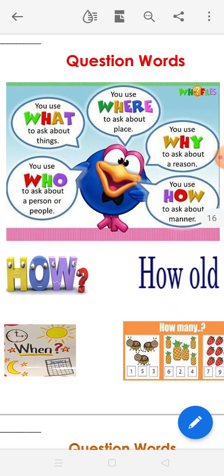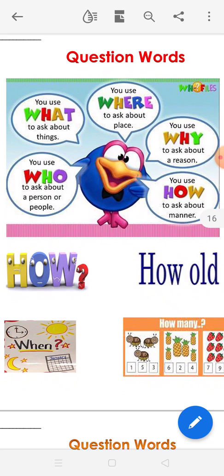How old is used to ask about age. How old is used to ask about your age. For example, how old are you? I'm 7 years old.